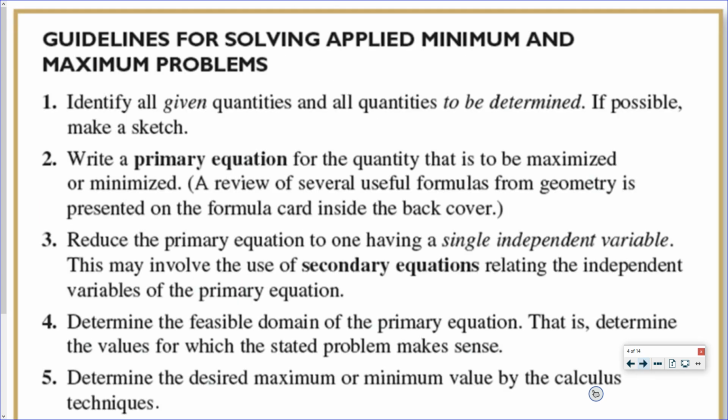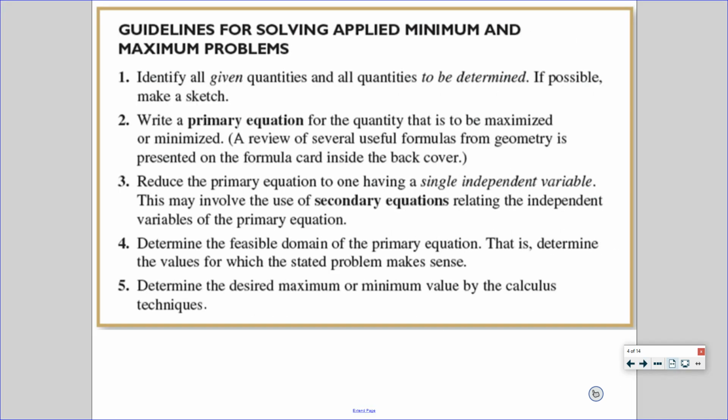Okay, good. So here's your textbook's copy and pasted step-by-step for doing these optimization problems, or applied minimum and maximum problems. That's what optimization is. Identify all given quantities and what we want to be determined. If you need to, make a sketch. Write a primary equation. That's the one that you want to actually maximize or minimize. So if you're looking for the largest product of two numbers, your product is your primary equation. If you're looking for the largest area of a field, area is your primary equation.